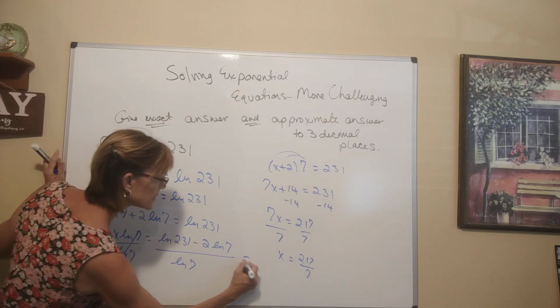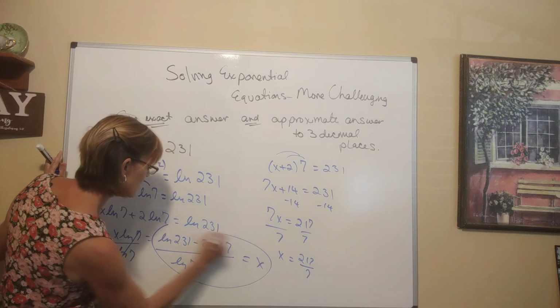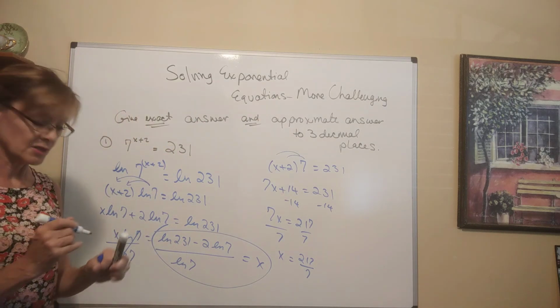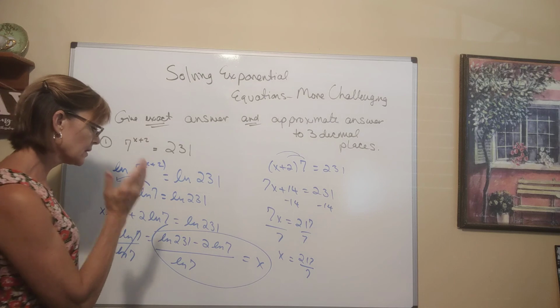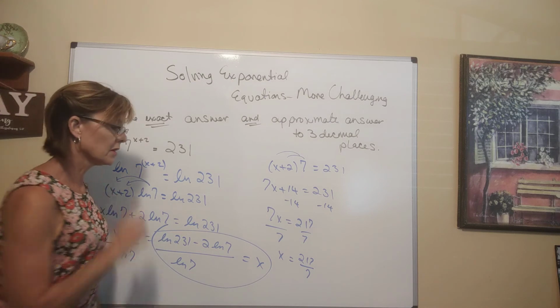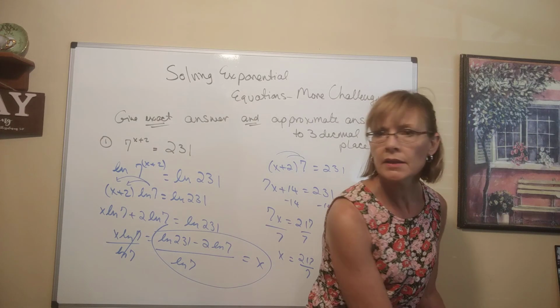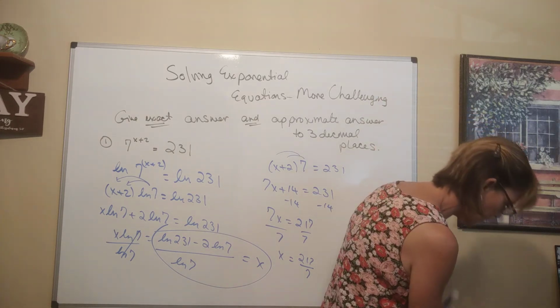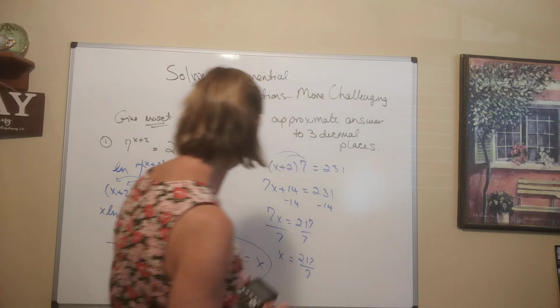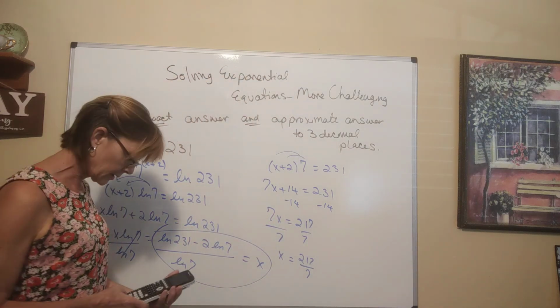So x equals this. This is the exact solution. So if I say, what's the exact solution? That's the exact solution. What is the approximate solution? Okay, where did my calculator go? Hang on just a second. We're going to get the approximate. Oh, here we go. The approximate solution would be for me to put this in my calculator.